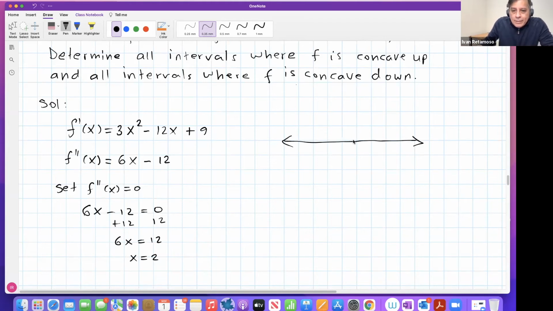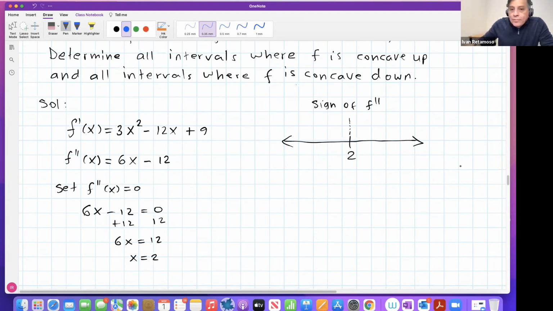But now we are using the second derivative. So you place this here. Now, this special point will separate your number line into 2 regions, 2 sub-intervals. And the idea now is to figure out the sign of the second derivative. For that, I'm gonna use test points. Anyone could give me a good test point for the right side of 2?